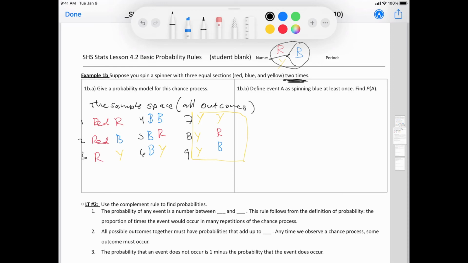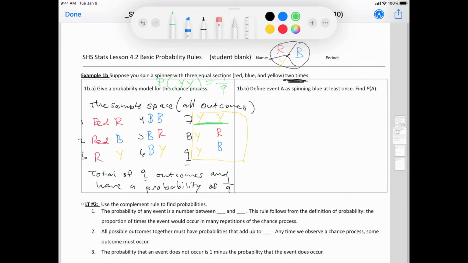So there are a total of 9 outcomes, and each of those has a probability of 1/9. So for example, if I wanted 2 yellows, the probability that you get 2 yellows would be 1/9. So each of these would have an equally likely outcome.